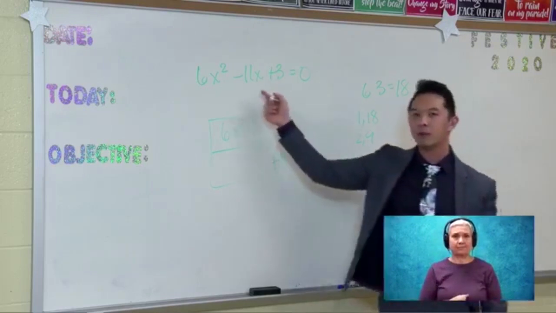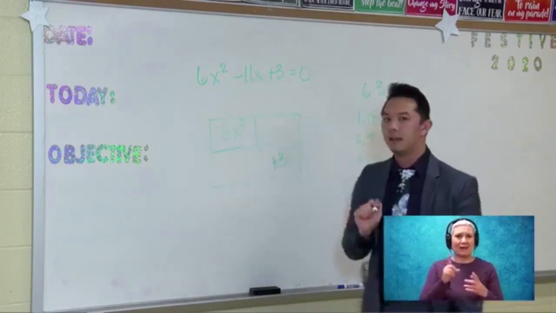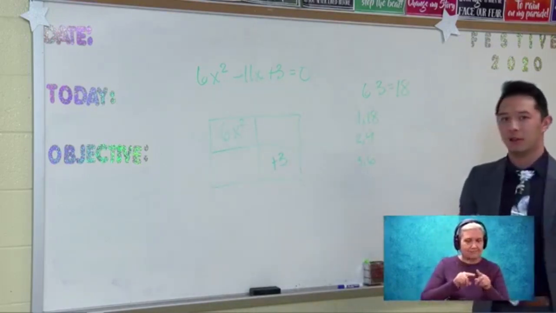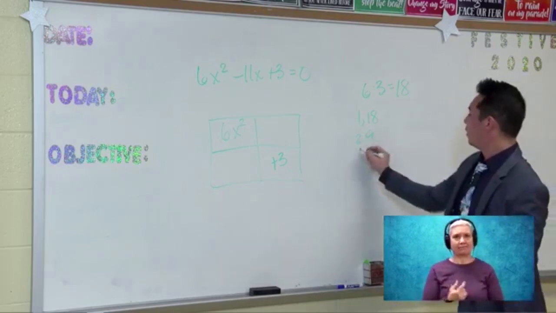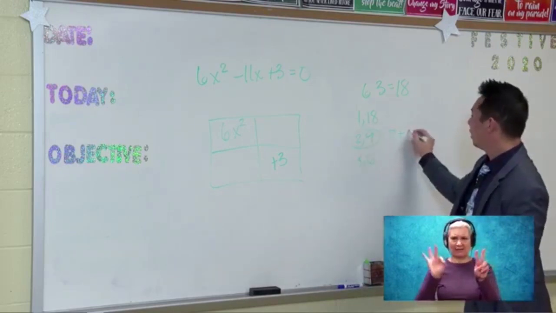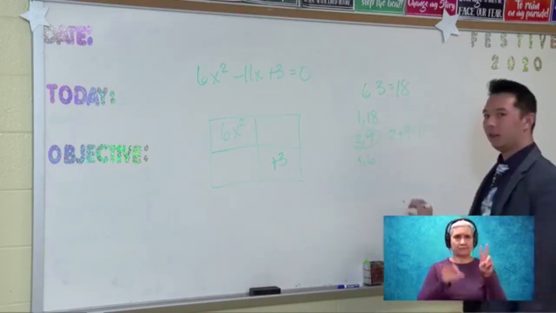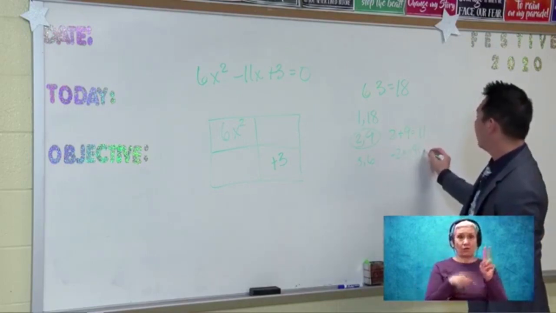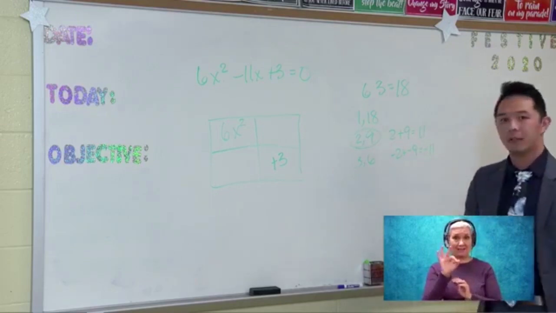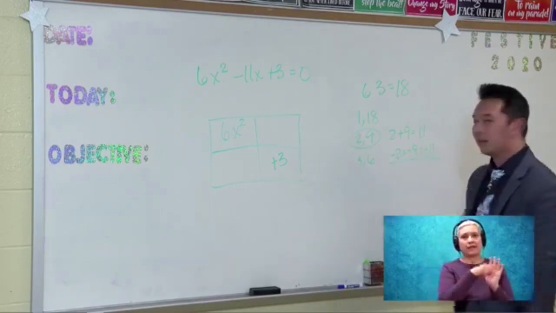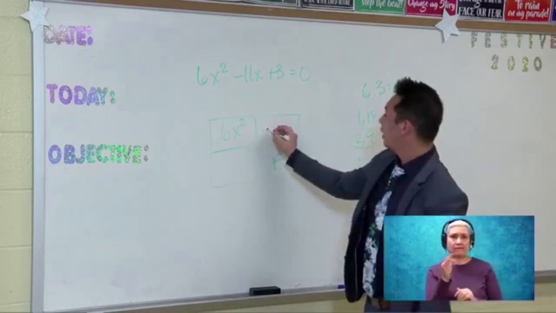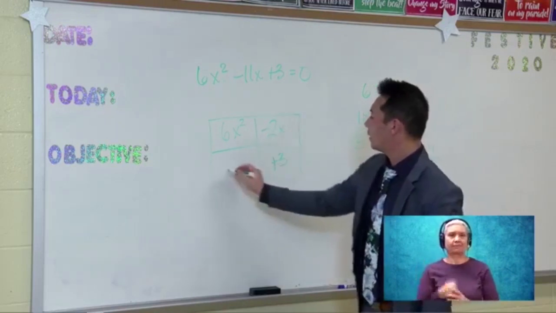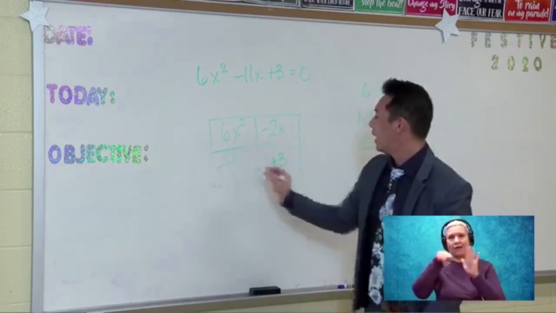But notice that we're looking for a sum that's going to give us this negative 11. Well, we see that 2 and 9 here, if I add them together, give us 11. So negative 2 plus negative 9 will give us negative 11. And that is going to be our key here. Negative 2x, negative 9x.